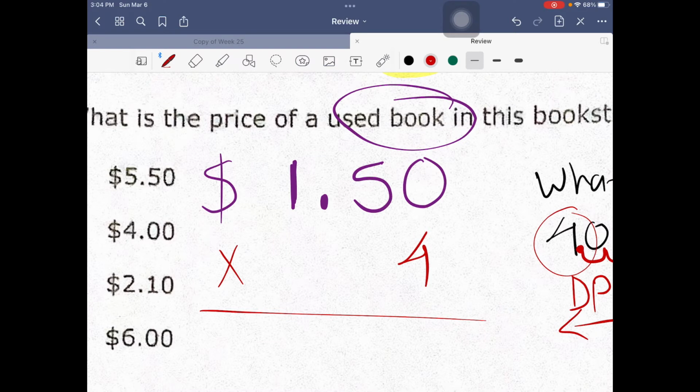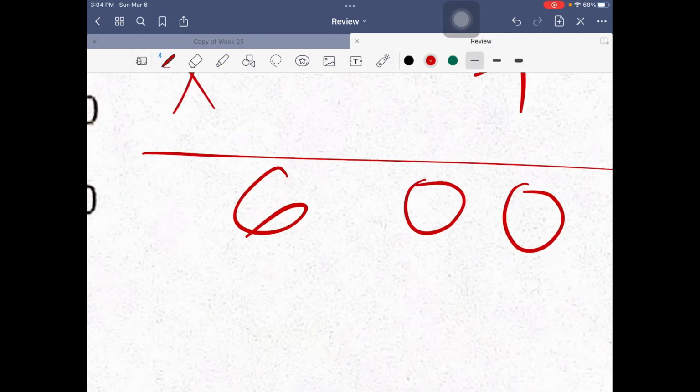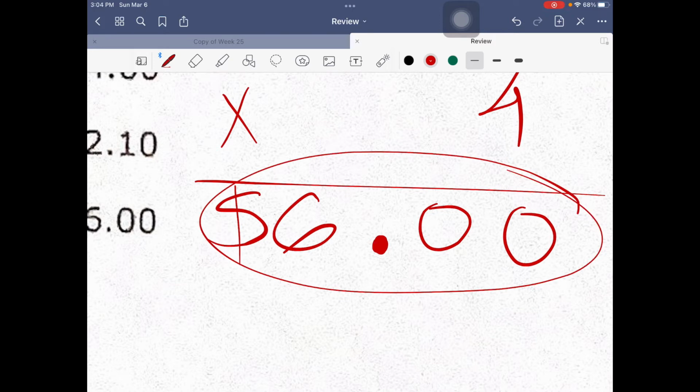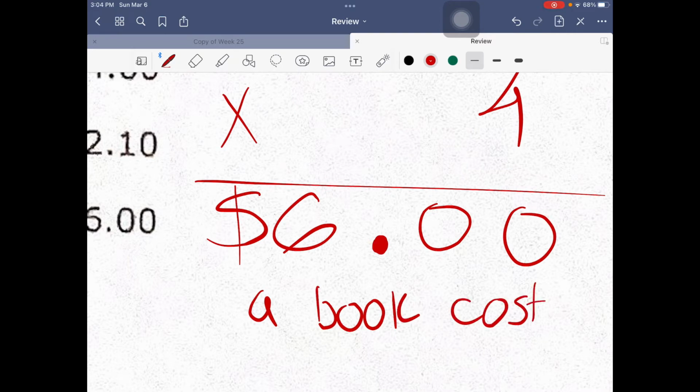What's 0 times 4? 0. 4 times 5? 20. The 0 goes here and the 2 goes here. What's 4 times 1? 4 plus 2? 6. Is my answer 600? No. Why not? Because I have 2 decimal places. Where is it going to go? Right. So 400% of $1.50 is $6. This is how much a book costs in the bookstore.